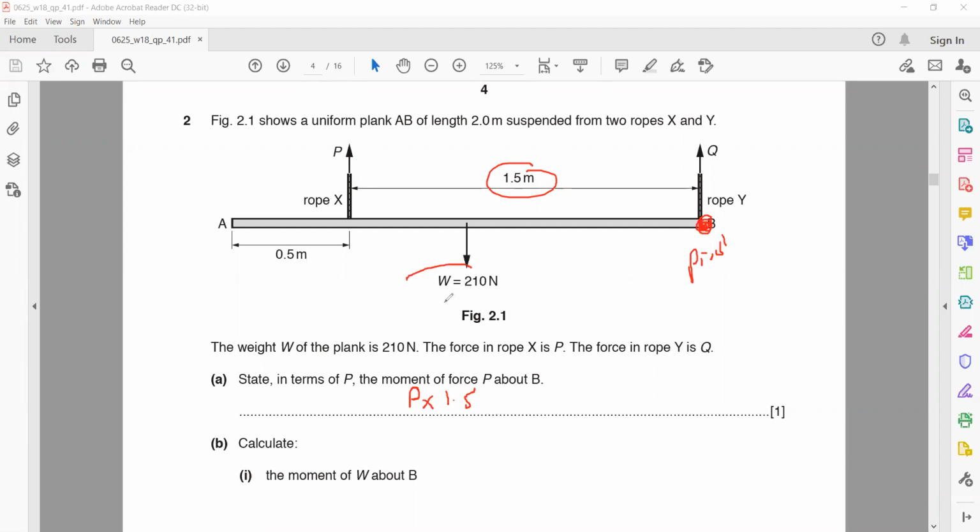Then the moment of W about B. As they mentioned, the weight of the plank is 210 Newton, and it's a uniform plank, so the weight will act at the center. The total length of the plank is 2 meters, so this length will be 1 meter. Calculate the moment of W about B: moment is force multiplied by distance. The force is 210 and the distance is only 1, so 210 multiplied by 1 is 210 Newton meter.